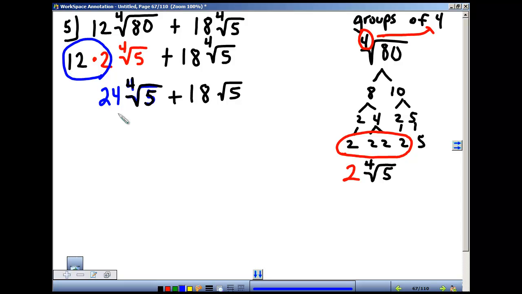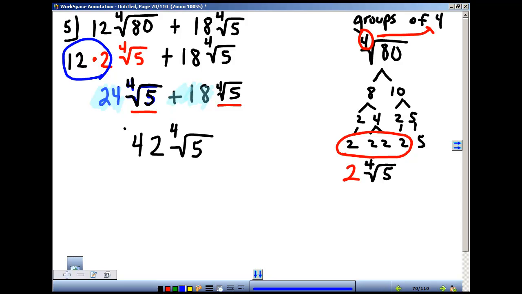So I get 24 times the 4th root of 5 plus 18 times the 4th root of 5. Now that the numbers underneath the radical symbol are alike, I can combine the coefficients 24 and 18. 24 plus 18 is 42, and I get 42 times the 4th root of 5.